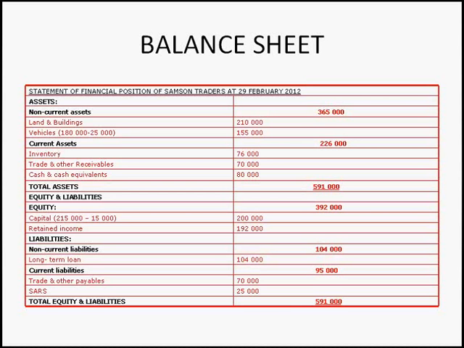Under current assets, inventory is 76,000, trade receivables is 70,000, and my bank amount was 80,000.